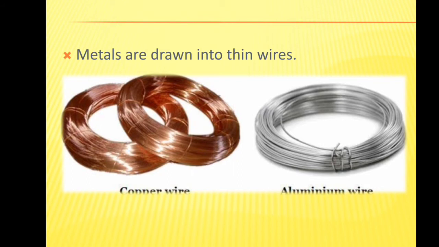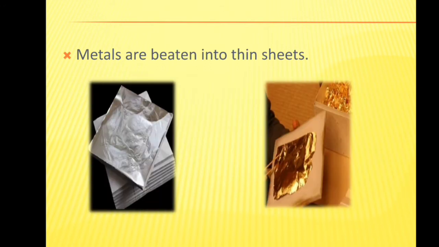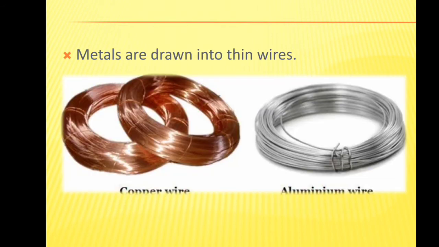Next, metals can be drawn into thin wires. You see in the picture, the first one is copper wire and the next is aluminum wire. These metals can be drawn into thin wires, and this property of metals is known as ductility. So ductility means what? Ductility is the property of metals by which they can be drawn into thin wires. So we got two important terms: the first one is malleability and the next is ductility.